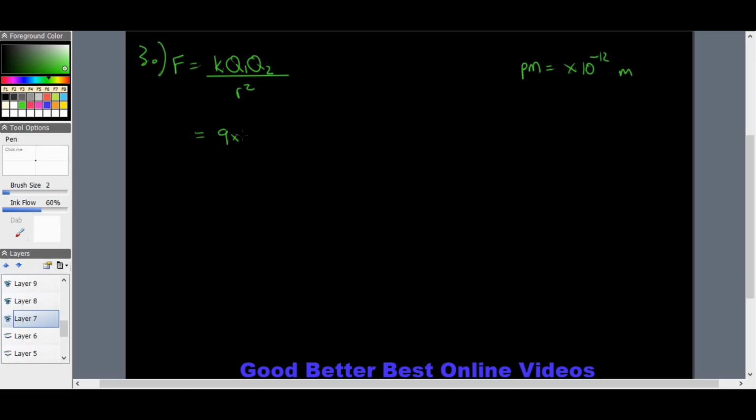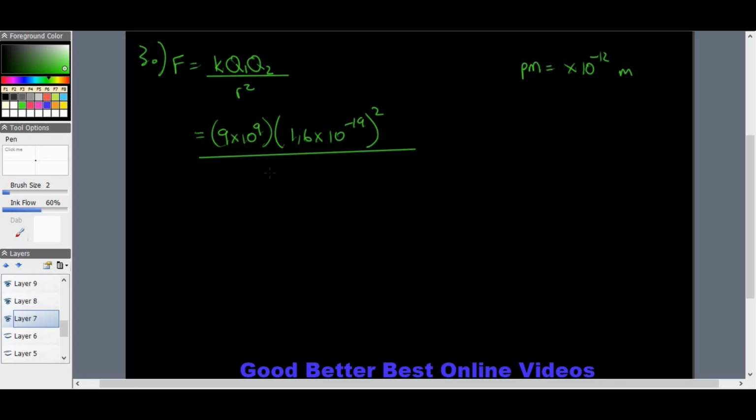Okay, 9 times 10 to the 9. So we know the charge on a proton and electron are the same numerical value, just the signs have changed. So it's basically 1.6 times 10 to the negative 19 times another 1.6 times 10 to the negative 19. I'm just going to put them squared because it's the same value.